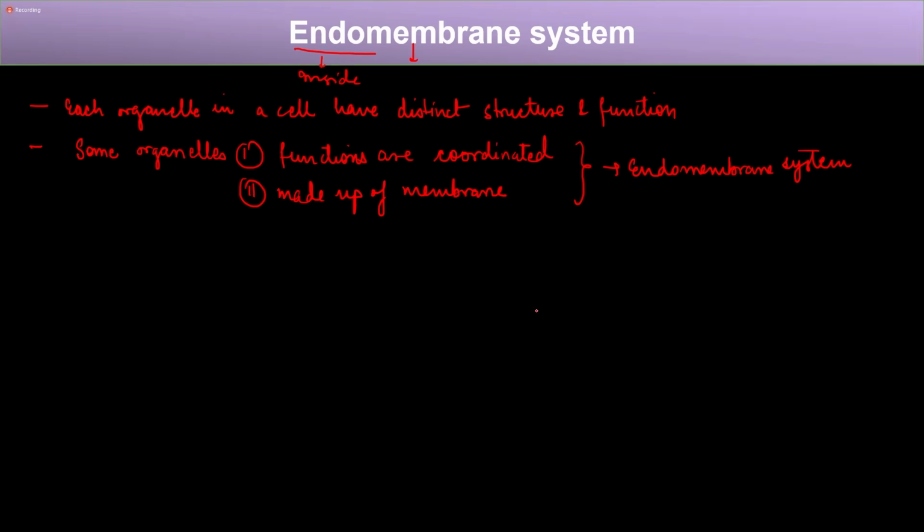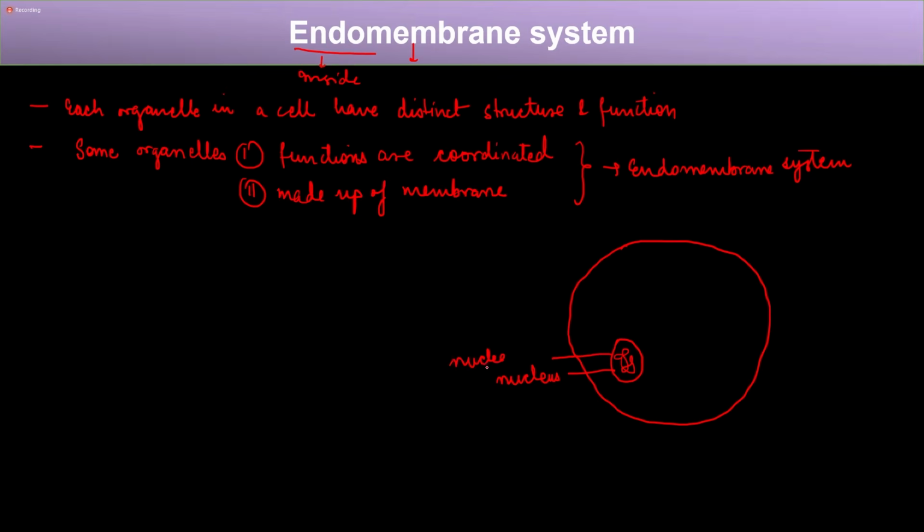So let's see, you have a cell. In the cell, you have a nucleus, so it has genetic material. This is your nucleus. Now, in continuity is this nuclear envelope. This is the envelope. It is the nuclear envelope.